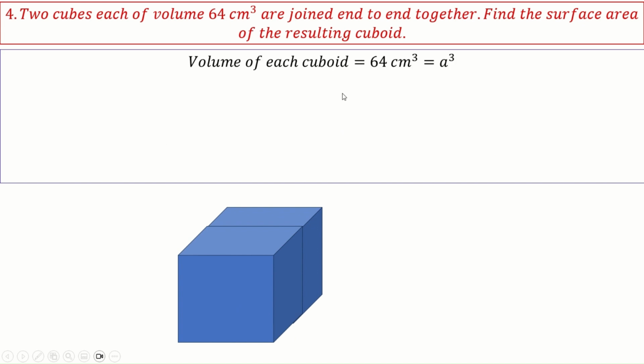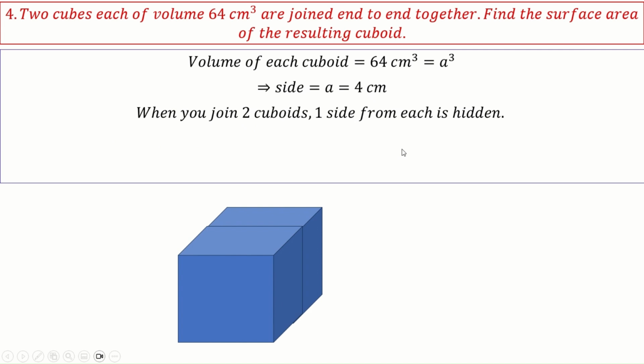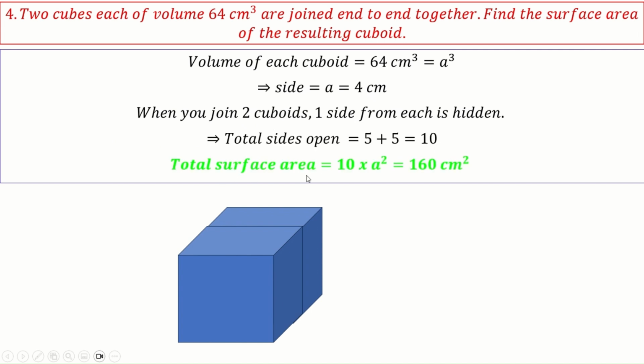So volume of each cube is 64 centimeter cube, so side is 4 centimeters. Once you know that, total faces open are only 10. So total surface area equals 10 times a square, which is 160 centimeter square. Okay, next.